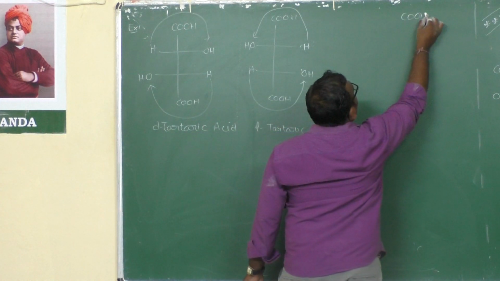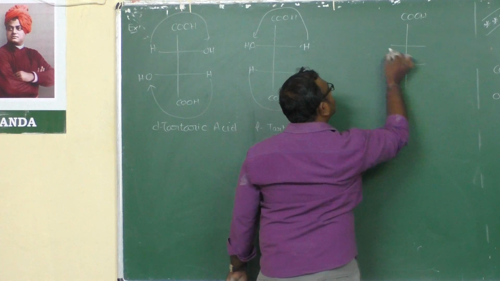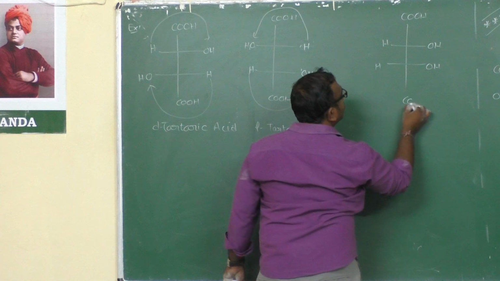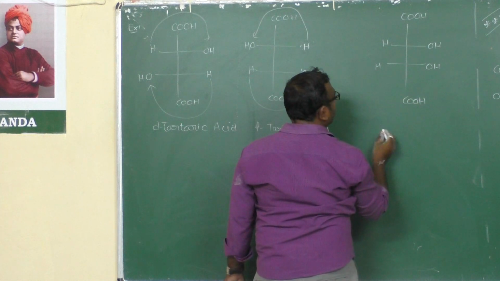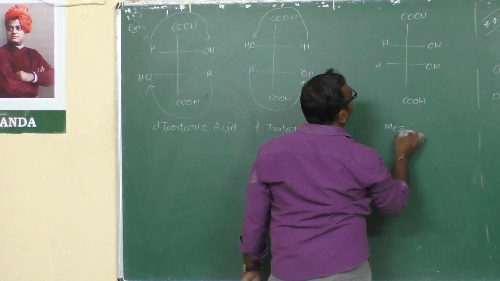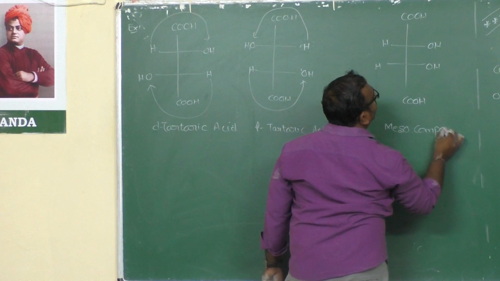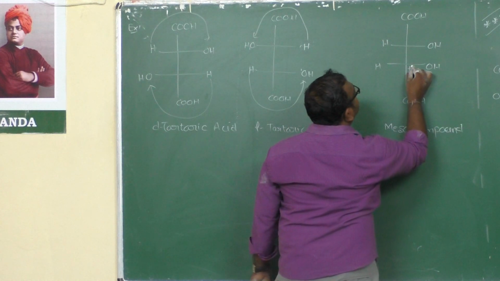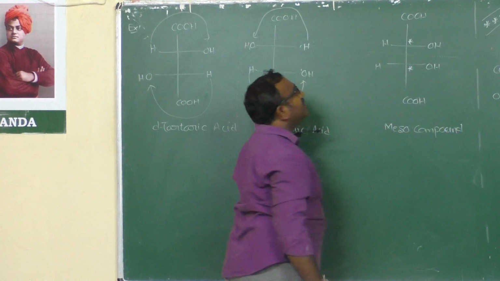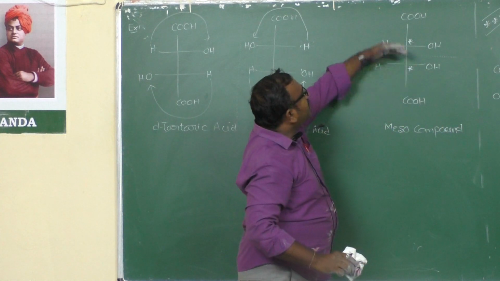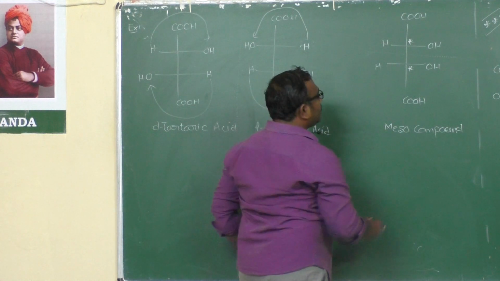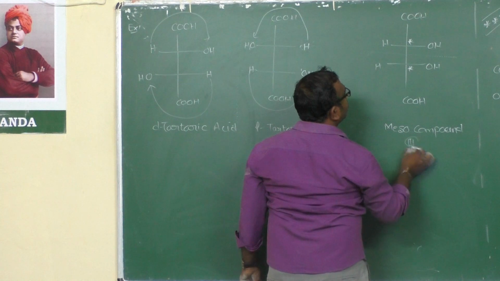And see the third example. H, this is OH, this is OH, this is COOH. This is a meso compound. Here, how many chiral carbons are present? This is one chiral, this is another chiral. Draw an imaginary plane. Then this part is identical to this part. So due to the presence of an element of symmetry, this is called a meso compound.